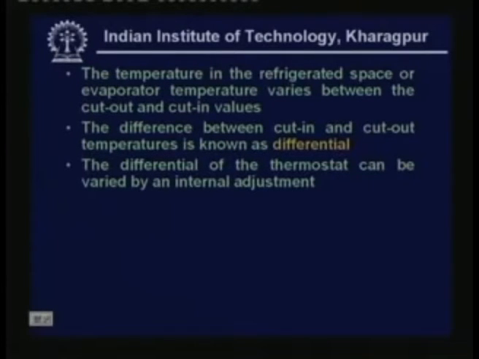Let me give an example. You can have a thermostat which has a cut-in temperature of let us say 10 degrees centigrade and a cutout temperature of 9 degrees centigrade. That means when the thermostat senses that the temperature is 9 degrees centigrade, the switch opens and the compressor is switched off, at 9 degrees centigrade, which happens to be the cutout temperature. And as a result of compressor being switched off, the refrigerated space temperature or evaporator temperature increases, and when this temperature reaches 10 degrees centigrade, then the system is switched on again. That means the temperature variation is between 9 to 10 degrees centigrade, and the difference between these two, that means 10 minus 9, is equal to 1 degree centigrade.